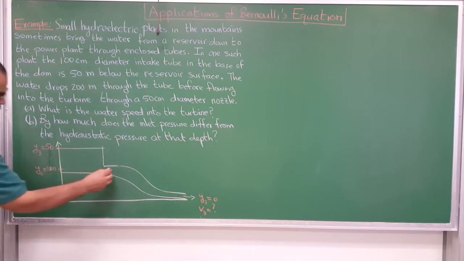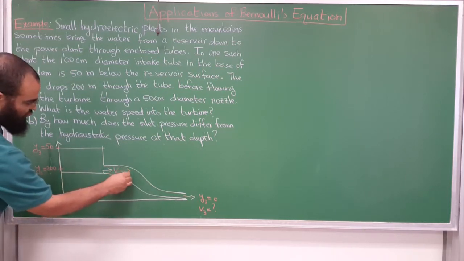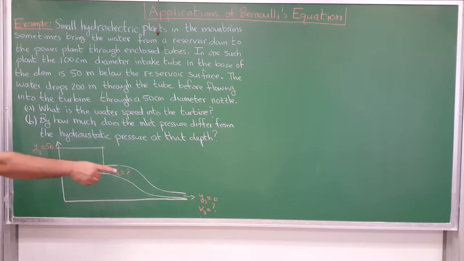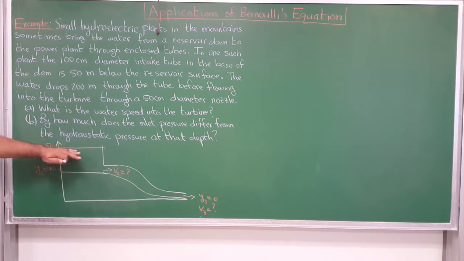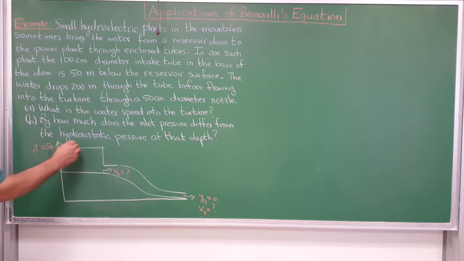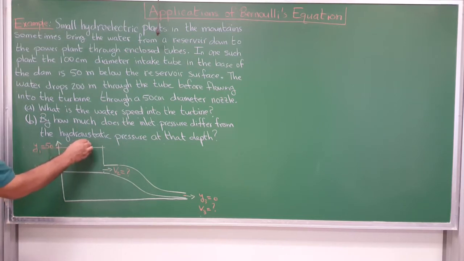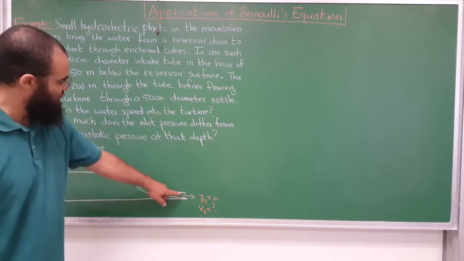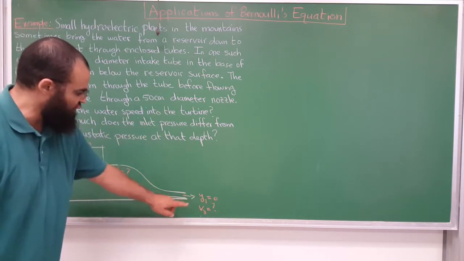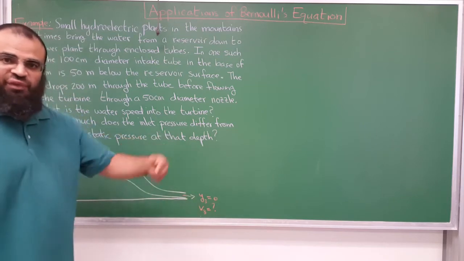I'm sorry, we call that 3, this is 2, so this is 1. We call this 1 here. Notice the dam as it drains. Yes, it drops, but it drops really, really slowly. So approximately the speed at which the dam drains, the water velocity here, v1, is approximately 0. And the first question is, what is the speed of the water into the turbine? So here, when it exits the pipe and goes into the turbine to spin it and generate electricity.